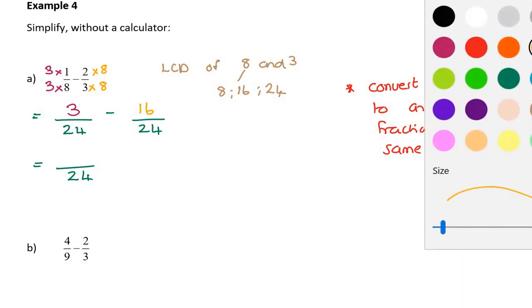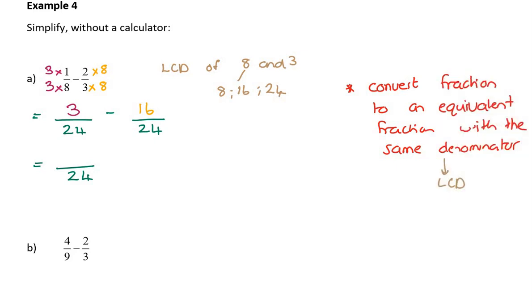And now I just subtract the tops. Up until now we haven't been dealing with integers and fractions, and so in primary school you would never have something where the tops subtract to a negative. Now there's no problem with that. 3 take away 16 is actually negative 13.